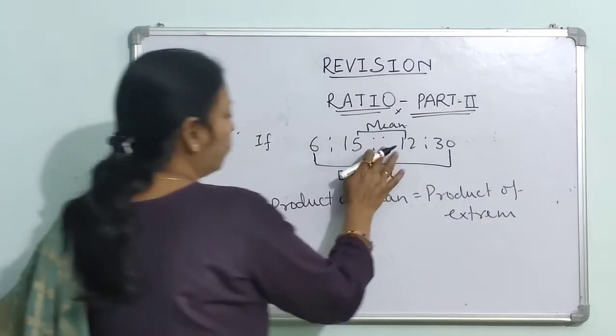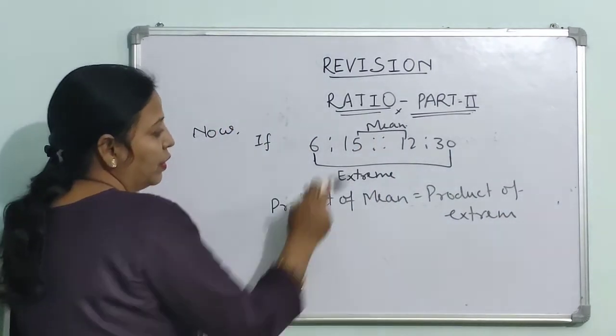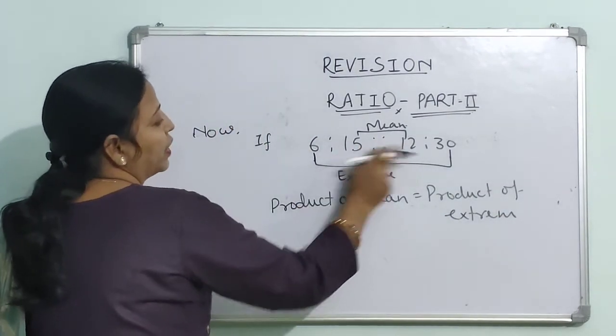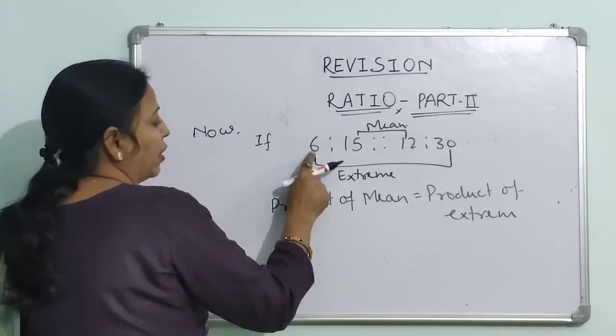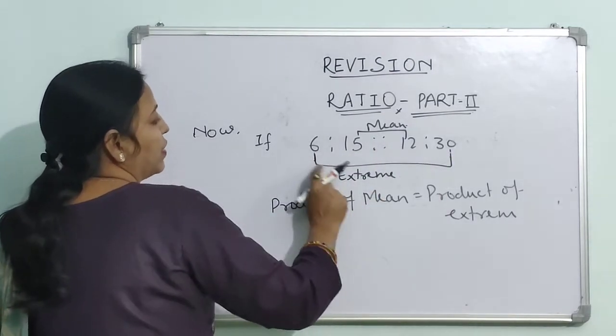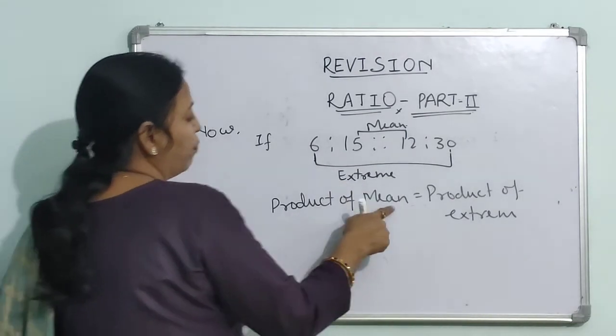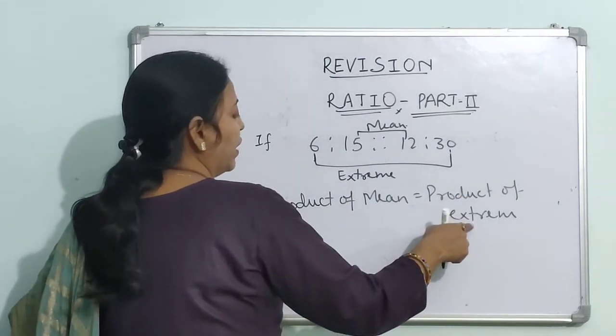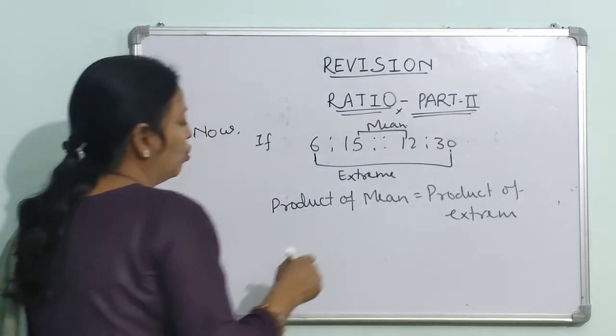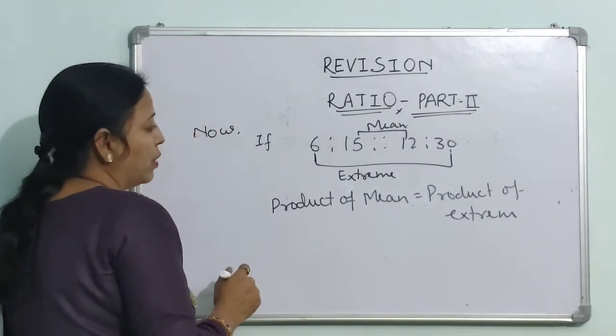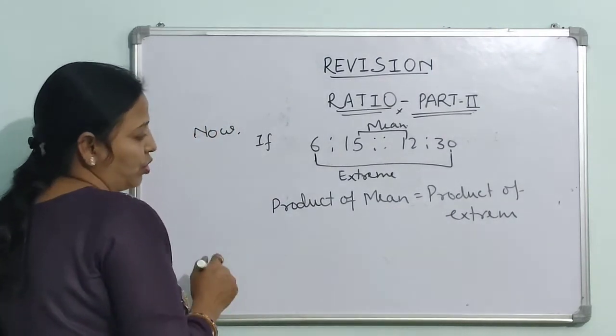What is the meaning of mean and extreme? I am telling you again. The two middle terms are known as mean terms, and the two end terms, the first and last terms, are known as extremes. So the product of means is equal to the product of extremes. Using this also you can solve problems related to proportion.